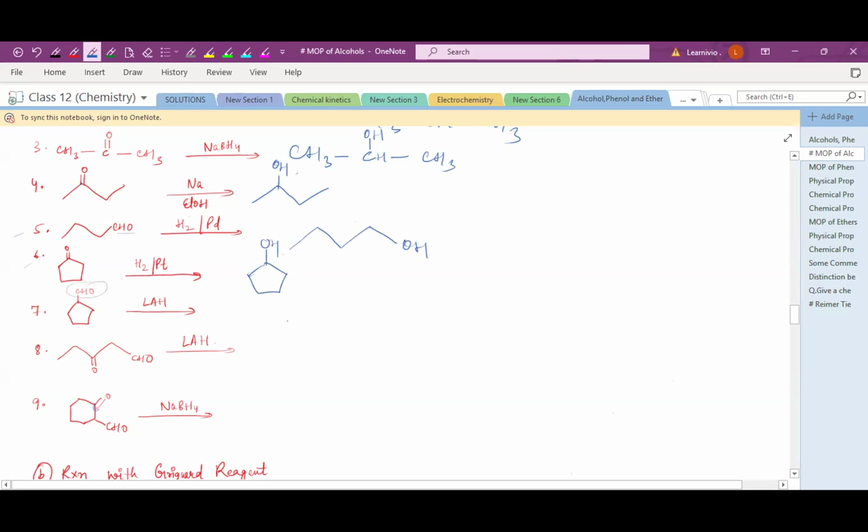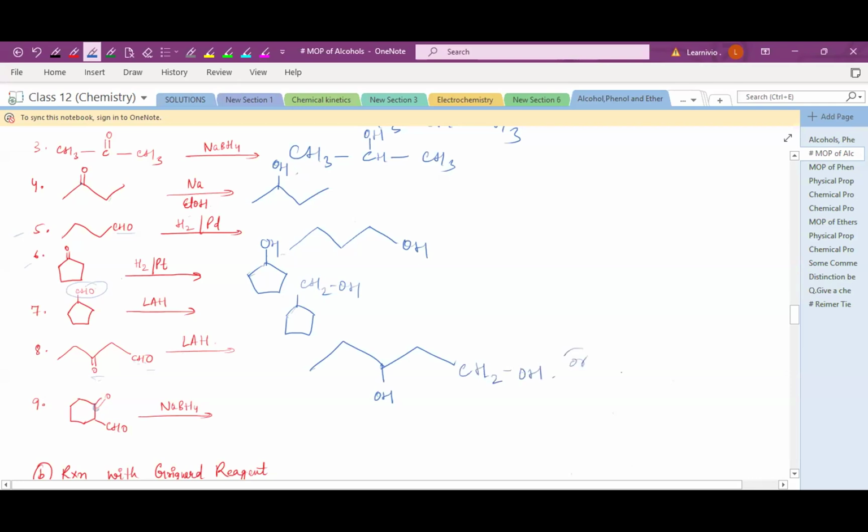Okay, so in place of the CHO group, lithium aluminum hydride will reduce the CHO group to the CH2OH group. Okay. And what about this one? Lithium aluminum hydride will reduce. There are two groups, CHO and oxygen here. So it will reduce both the groups to the corresponding alcohol. So you will get OH instead of the ketonic group, and in the place of CHO, you will write CH2OH.